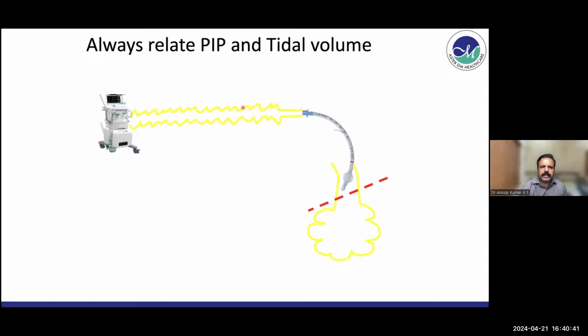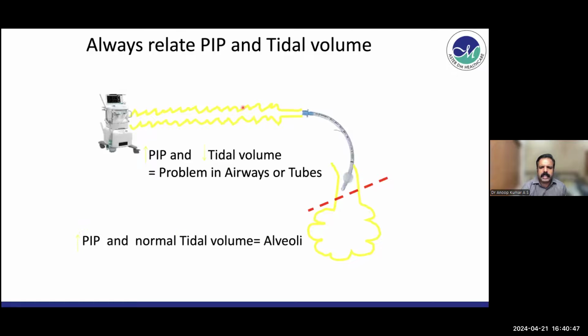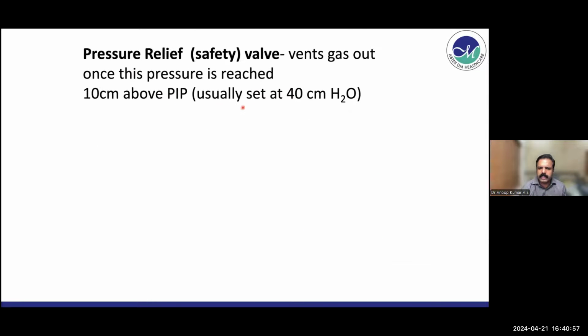And you have to always relate inspiratory pressure and the tidal volume, how it is changing. It can be because of a problem in the airways or tubes. It may not always be in the airway. A high peak inspiratory pressure with a normal tidal volume means that in the alveoli we don't have much issues.